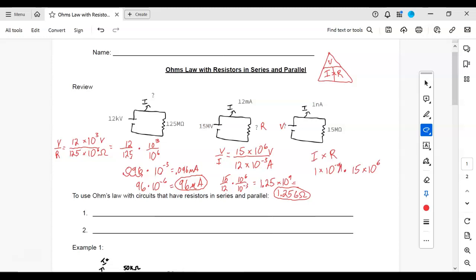We've got our amps times our ohms. When we multiply the coefficients, we get 15. 1 times 15 is 15. And we multiply our powers, so 10 to the negative 9 times 10 to the 6th would be 10 to the negative 3rd. And the answer for voltage is volts. If we're writing this with the prefix, that would be 15 millivolts.